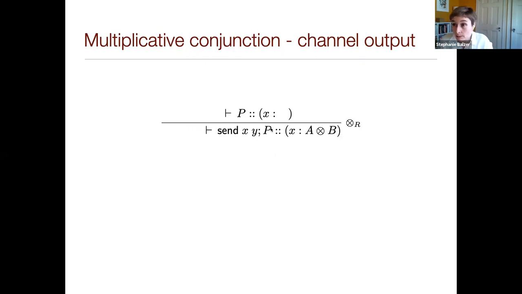As pointed out before, in the premise we have to type check the continuation, which will also offer along a channel X. And here the session type says it's going to send us a channel of type A, and then it continues as B. Now let's figure out what's the type that has to show up here.